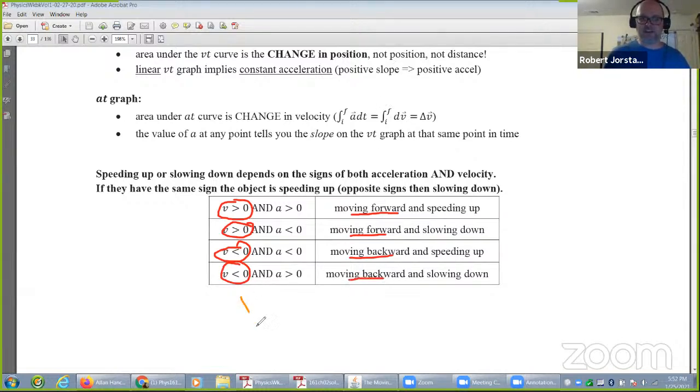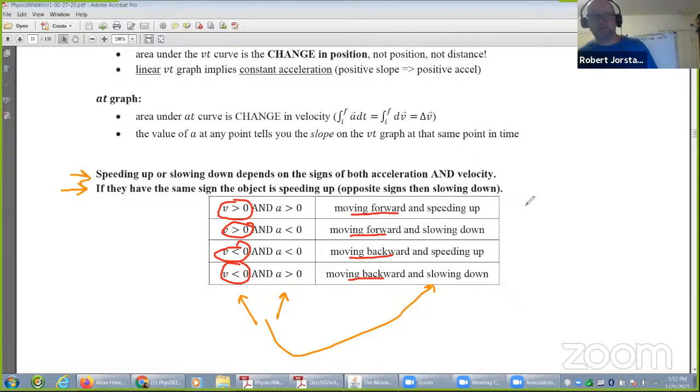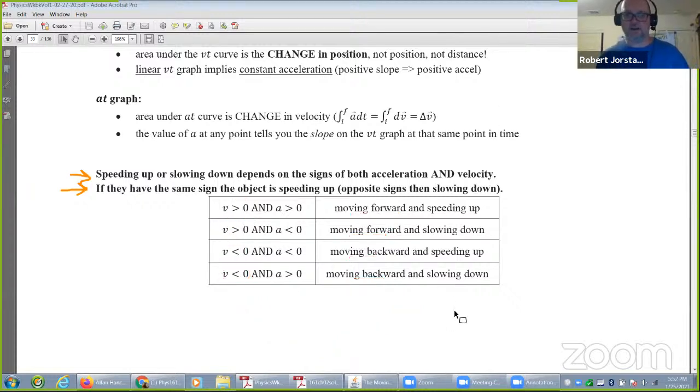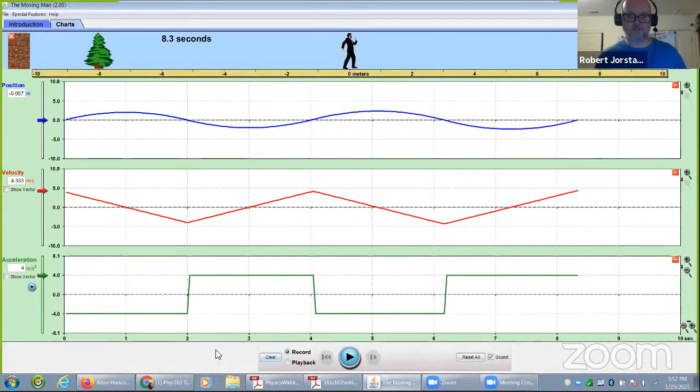So that's what gives you this information, the sign of velocity. Now, where it gets tricky is the relative signs of these two. Both of these things combine to tell you whether it's slowing down or speeding up. I can prove that to you in a minute. Speeding up or slowing down depends on the signs of both acceleration and velocity. If they're the same sign, it's speeding up. If it's opposite sign, it's slowing down. Now, this is a whole bunch of words. Let's look at this carefully here.